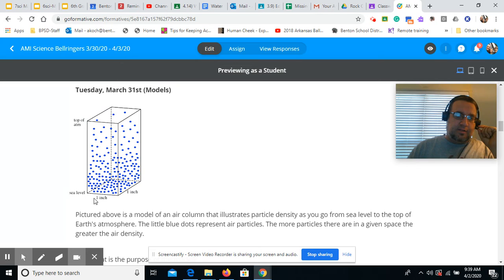We have sea level on the bottom. We have the top of the atmosphere, right before space, and the little blue dots represent where the air is. You can tell that it's not evenly distributed, meaning there are more of them in certain areas. When you look at this, think about something: why are there more blue dots in the bottom? Why are there fewer blue dots here? So I wonder what's happening.